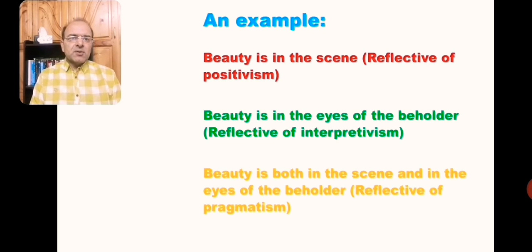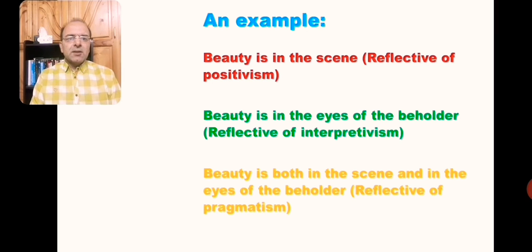Here is an example that might clarify the different ways in which we perceive social reality. Beauty is in the seen. This is a stance that will be more reflective of the positivist paradigm of thinking. Beauty is in the eyes of the beholder. This is something that will be reflective of the interpretivist paradigm of thinking.